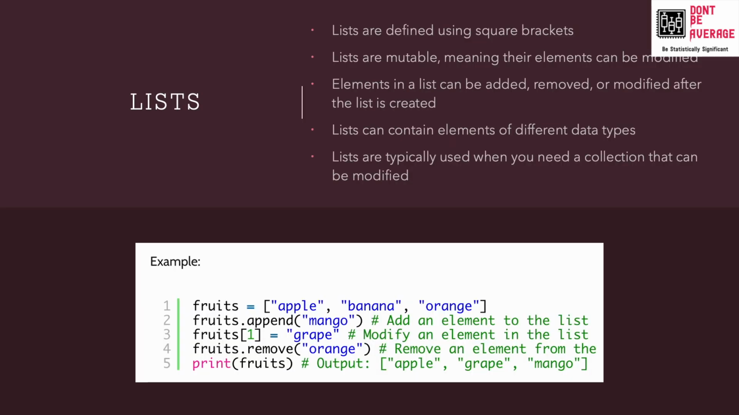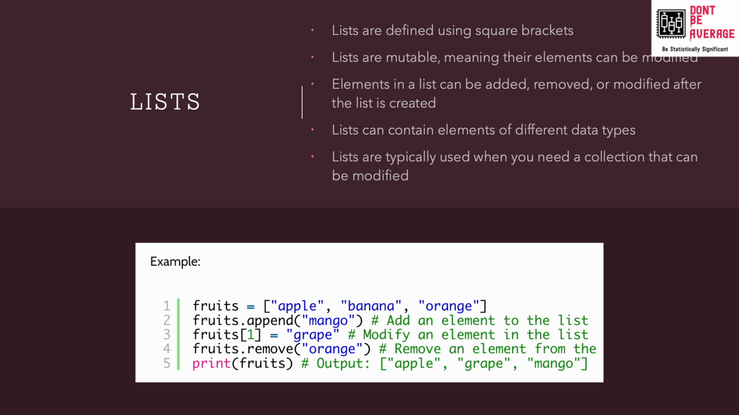Lists are defined using square brackets. Lists are mutable, meaning their elements can be modified. If you have a list with apple, banana, orange, you can add a mango to it. You can change the first element in the list to be a grape. You can remove the element which is named orange. So you can see how you are able to modify, add, or remove items from a list. So elements in a list can be added, removed, or modified after the list is created.